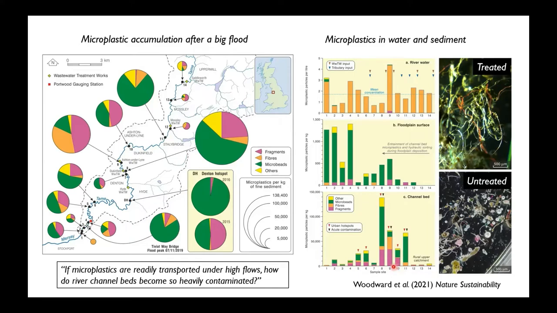So we were able to establish that untreated wastewater being discharged into rivers at low flow is the only explanation for these very high concentrations of microplastics accumulating on the channel bed. Because untreated wastewater is allowed to be discharged under exceptional rainfall conditions when you have high flows. But of course, we know that washes microplastics away.